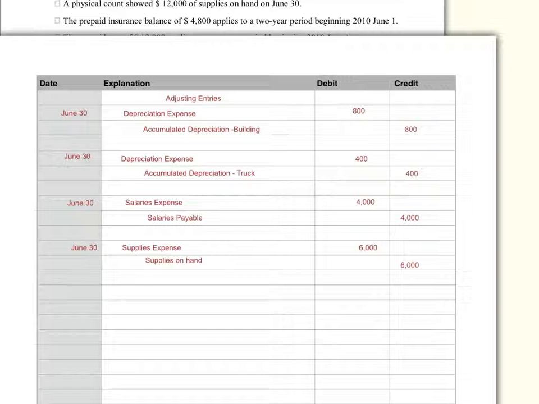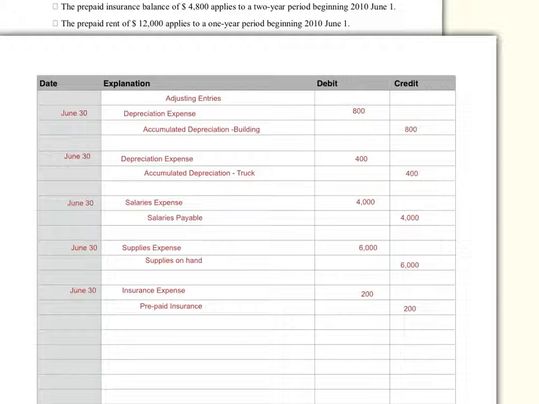Now, we also had prepaid insurance, and we bought that June 1st, and it was to cover us for 2 years. We paid $4,800 for it. So over the 24-month period, we're paying $200 a month, and we have not recognized that we've used up 1 month by June 30th, and we do that now. So we debit insurance expense $200 and credit prepaid insurance $200.